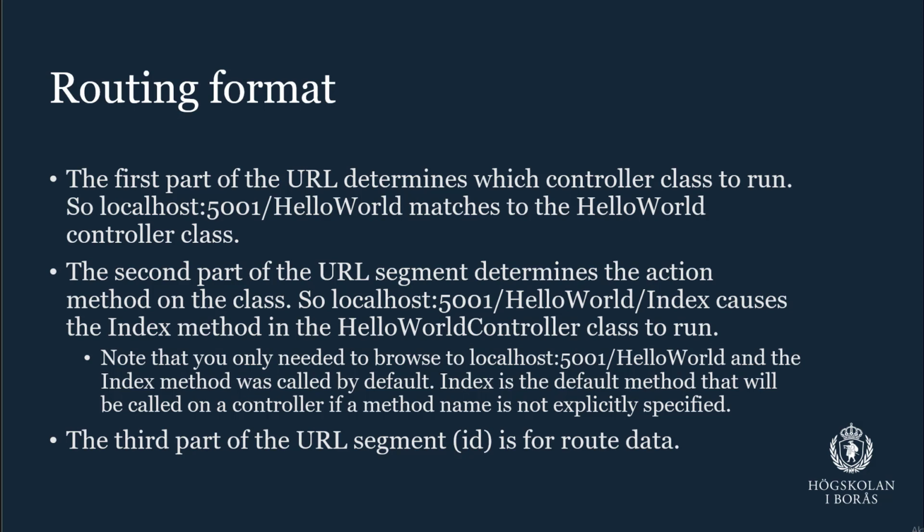As the index is the default method that will be called upon a controller if a method name is not explicitly specified. And lastly, we have the third part of the URL segment, which in our pattern is called id, which is for route data. So if you, for example, wanted to pass in a number or a letter or something else, it is possible here to provide our controller with some route data.